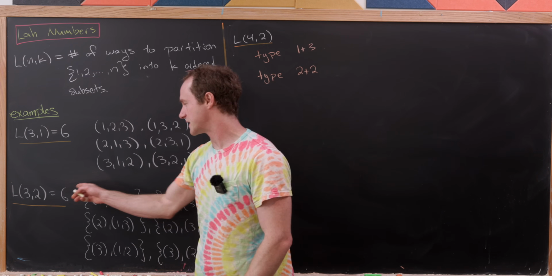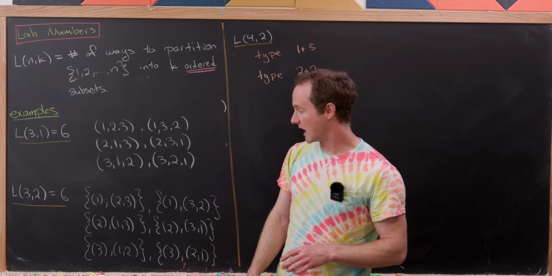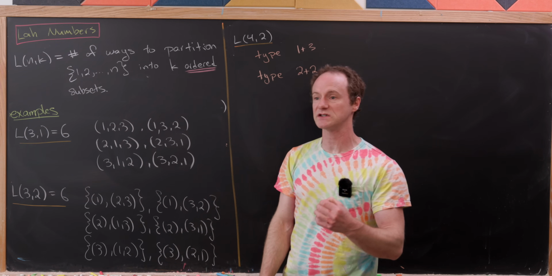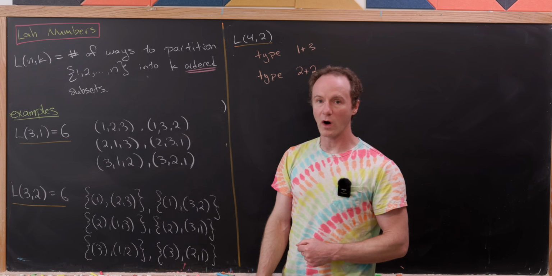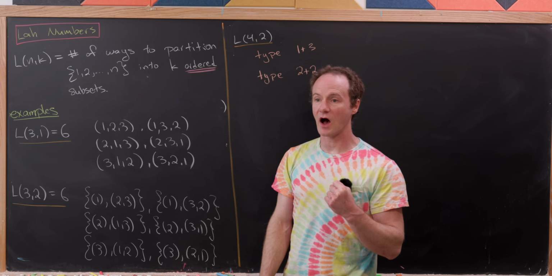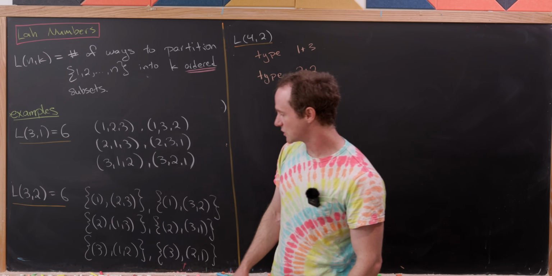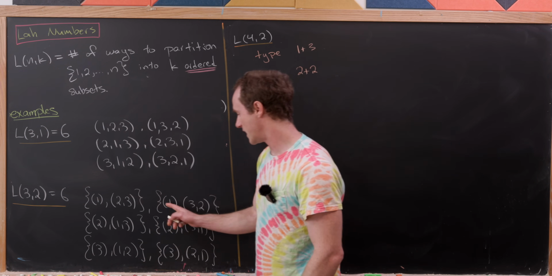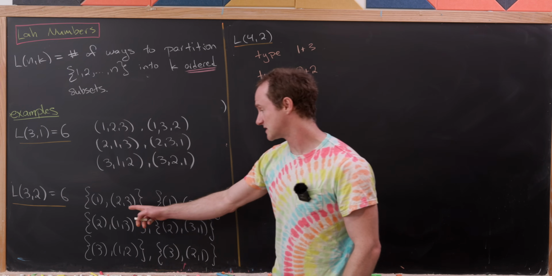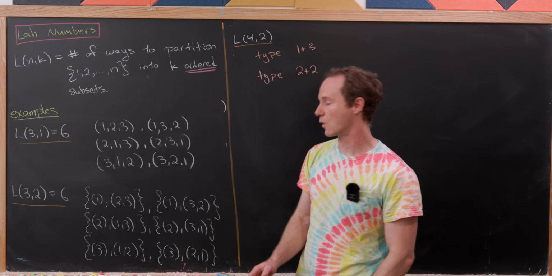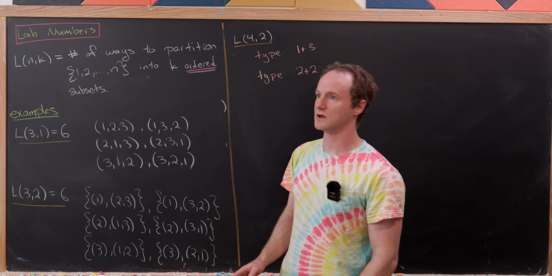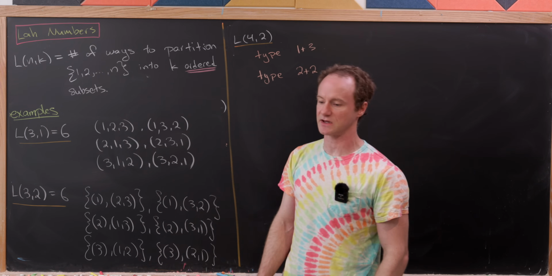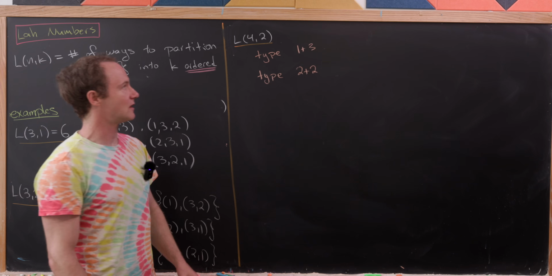Now let's look at L(3,2). That's going to be equal to 6, and we can count those pretty easily as well. If you've got a partition of 1 to 3 with 2 subsets, one of those subsets has to be a singleton, and then the other one has to have 2 elements. Here on this line, I've got the partitions where 1 is the singleton, and then we've got 2 possibilities, 2, 3, or 3, 2. Remember, they have to be ordered. Now here, I've got the line where 2 is the singleton, and then finally down here is the line where 3 is the singleton.